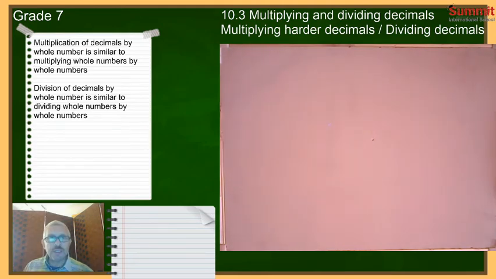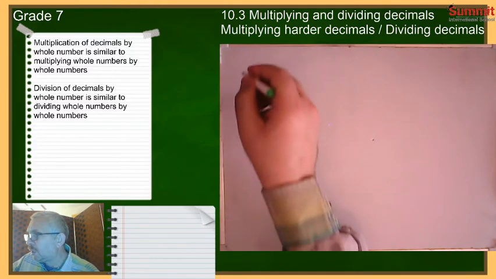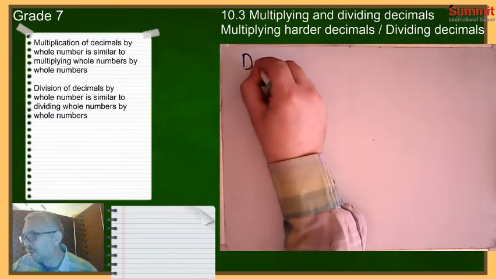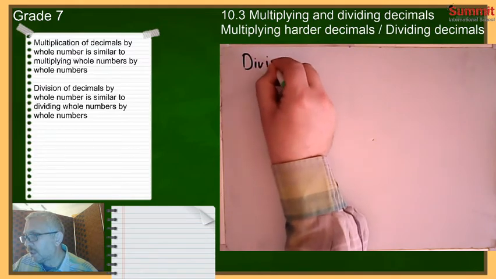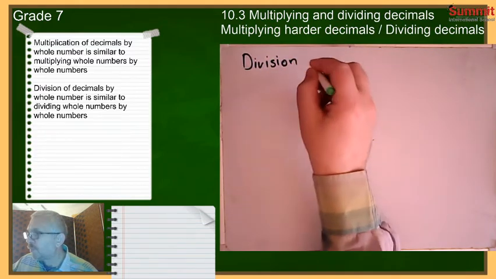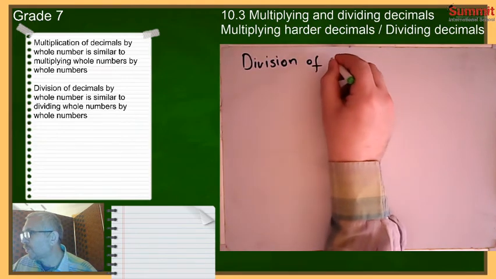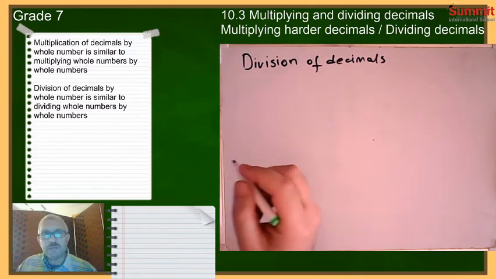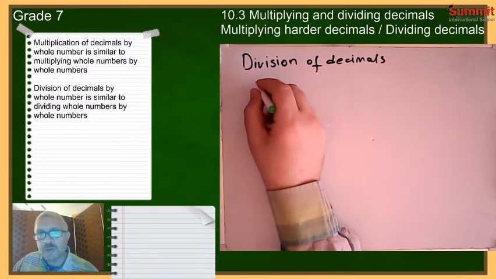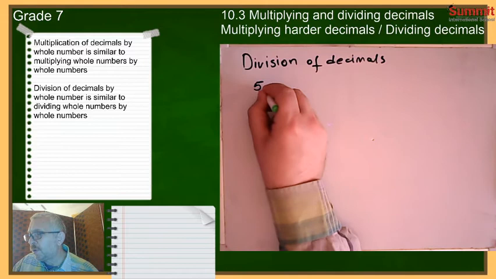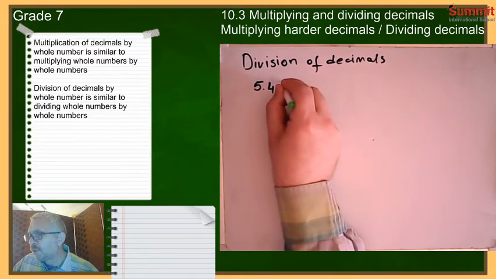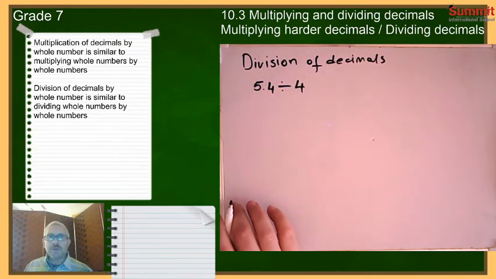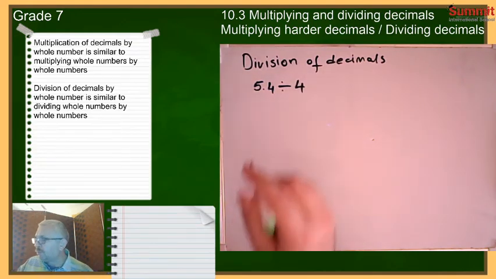Now let's start division of decimals. We are going to follow the same rule. Let's say we have 5.4, and it's divided by 4. Now what are we going to do? Here we are going to do division.